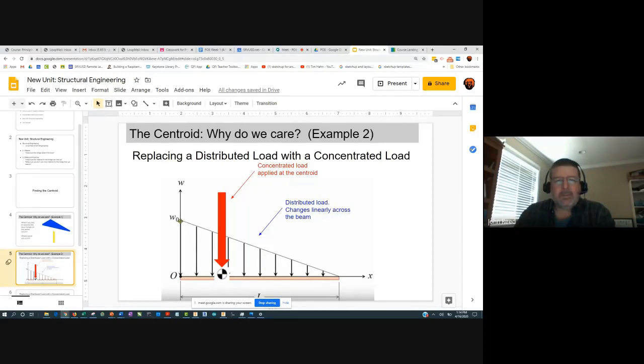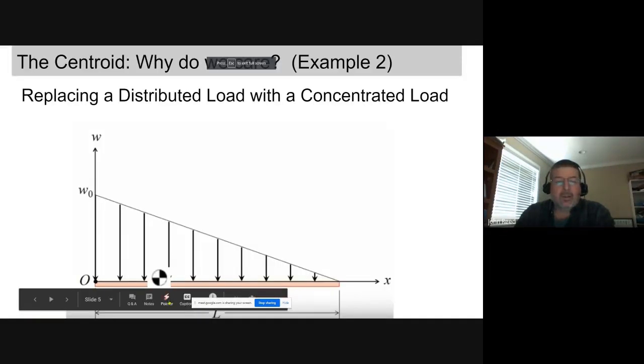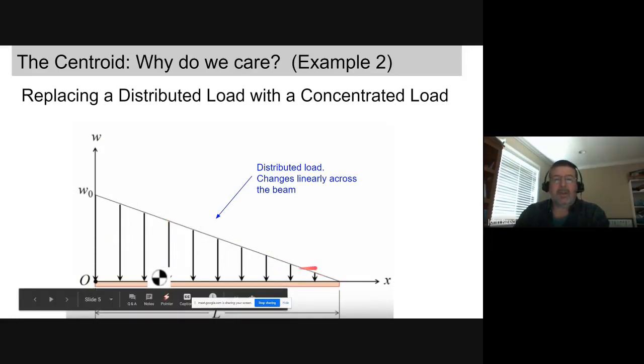And what this W function represents is the weight per unit length that's pushing down. You can see it's got big arrows on the left, smaller ones on the right. So it linearly goes from some value W0 down to 0. And we'd ideally like to replace this distributed load with a concentrated load. So here's our distributed load right here, pushing down more on the left than the right.